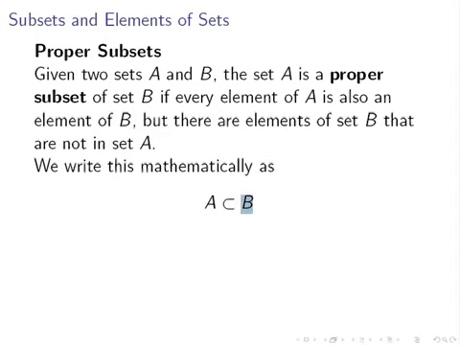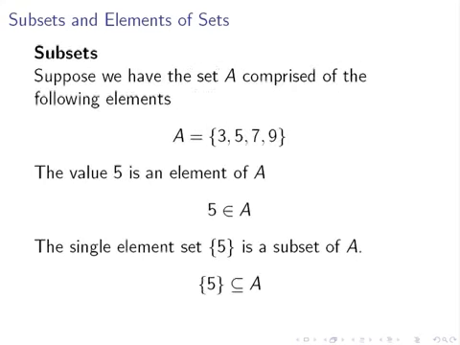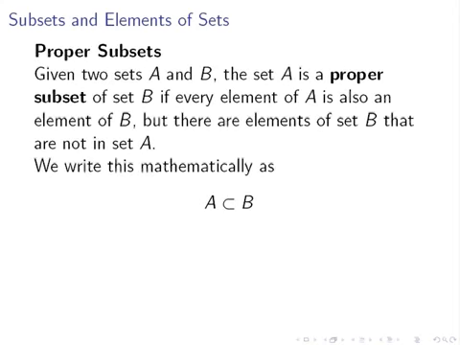I'm just going to go back here a second to show you the distinction. {5} is a subset of B, so it's that bar there. Now that's sort of like an equal sign. In this example, actually, the single element set {5} is also a proper subset of A, so we could have used the other symbol. So that's a proper subset. There are elements of B that are not in A.